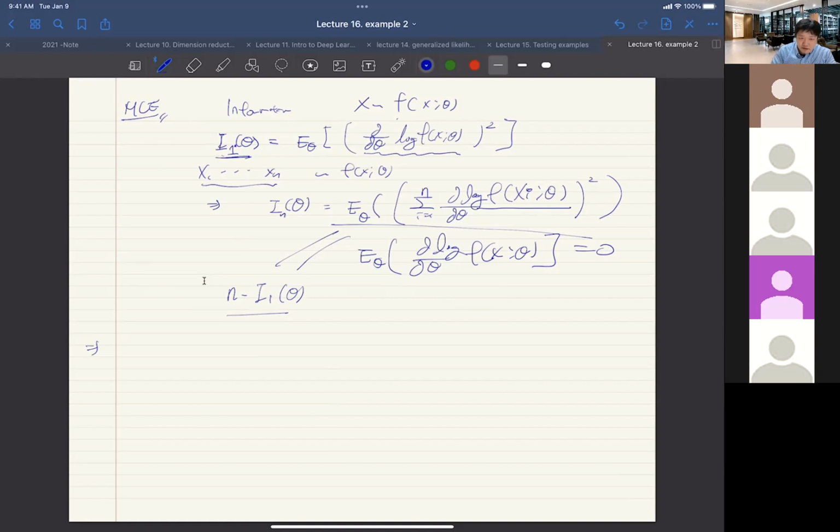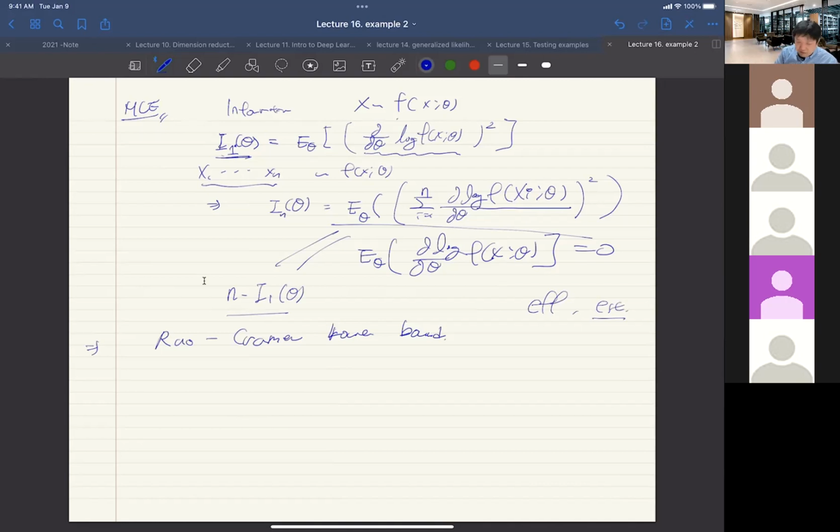This is the Cramér-Rao bound. When we talk about the efficiency of an estimate, we consider the variance of the estimate. If the variance of the estimate is small, it means your estimate is not depending much on the data set. It is very stable, which means it is a more efficient estimate.